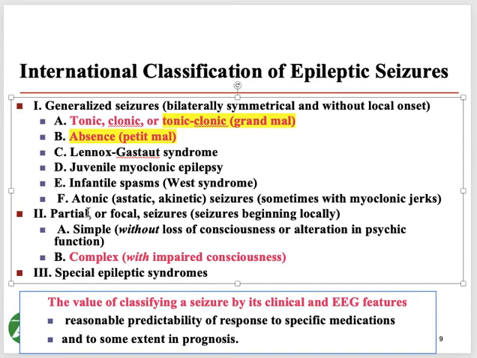And then when it comes to the partial seizures, it could be simple, it could be complex. I told you it depends on the consciousness, whether it is maintained or not. And the third is unclassified epileptic syndromes or special epileptic syndromes. Of course, this one will not be our discussion here.